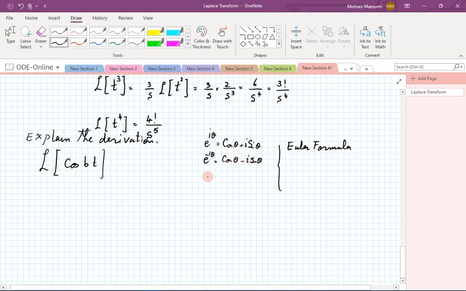So if you add them up, cosine theta becomes e to the i theta plus e to the minus i theta divided by 2. So a cosine can be written as an exponential, and we know what is the Laplace transform of the exponential. So we can just replace the items and add them up.